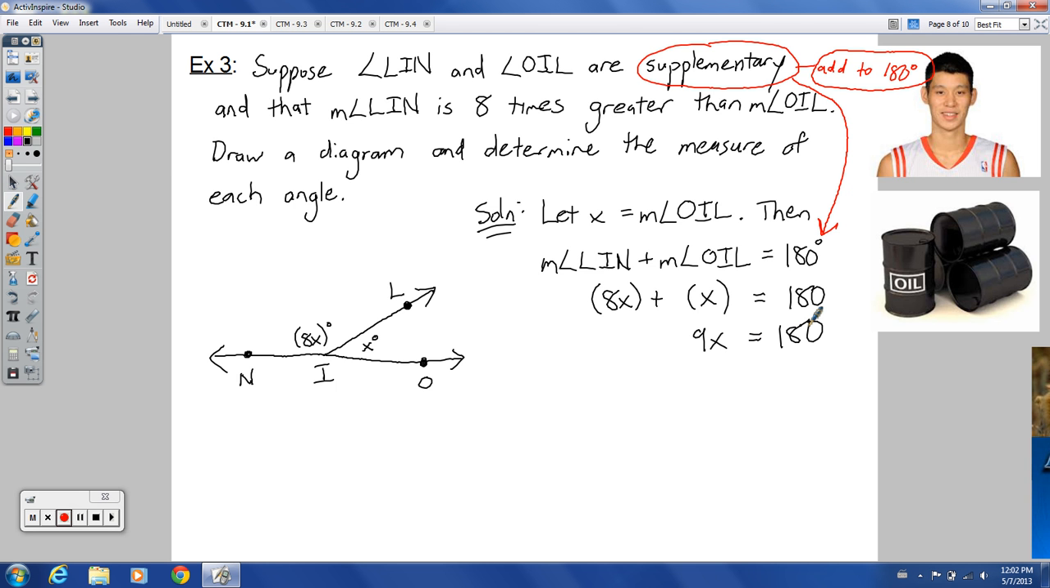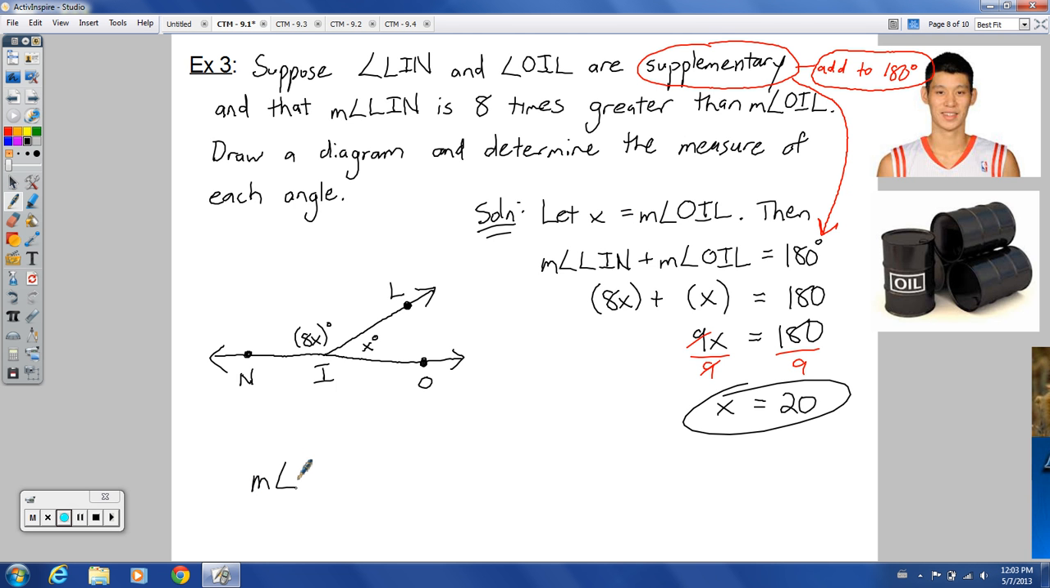Let's show our steps to finish off in that color. We've got dividing by 9. That'll cancel. You'll have x is equal to 20. Now again, not our final answer, but very important piece of information. We still have to determine the measure of each angle.